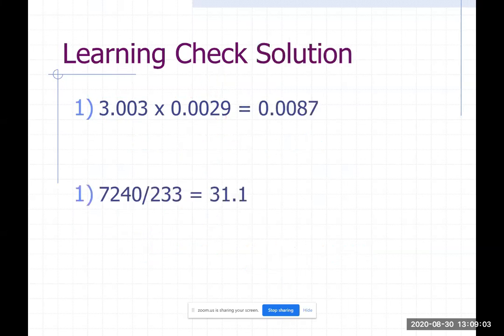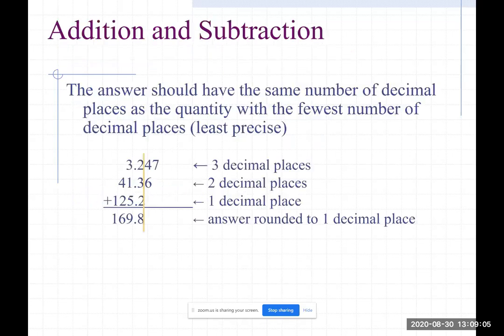And here's your solution. So let's take a little closer look at the addition subtraction rule. Again, the answer should have the same number of decimal places as the quantity or the data value you have with the fewest number of decimal places, or the fewest number of places to the right of the decimal. That's describing the same thing in 2 different ways. So we look at the first value that we have here.